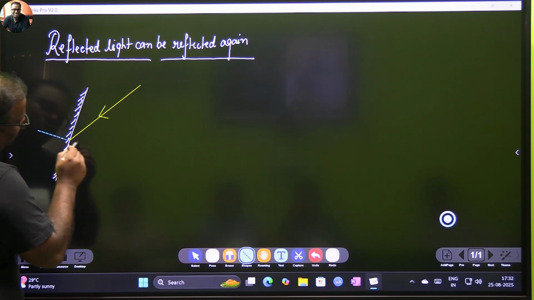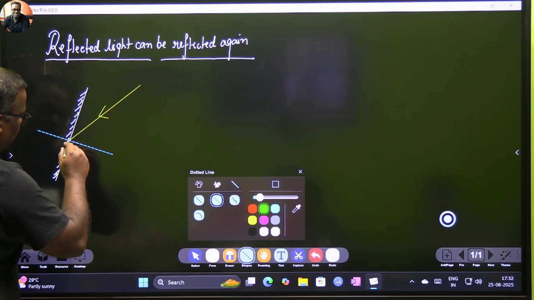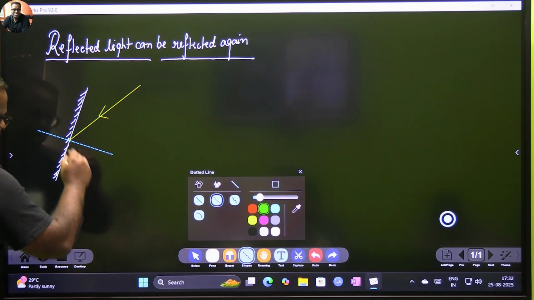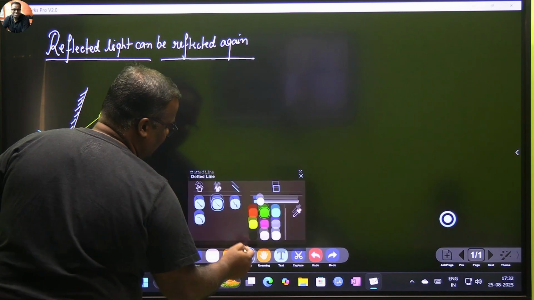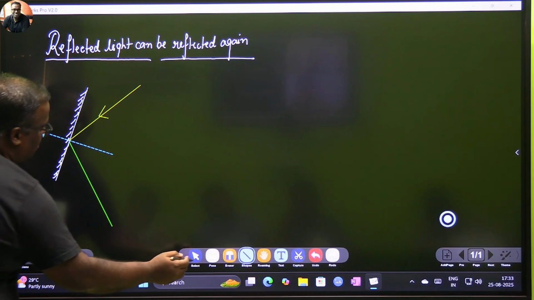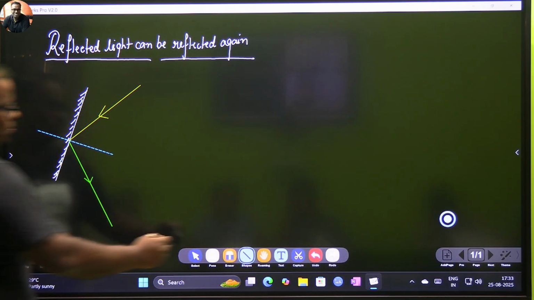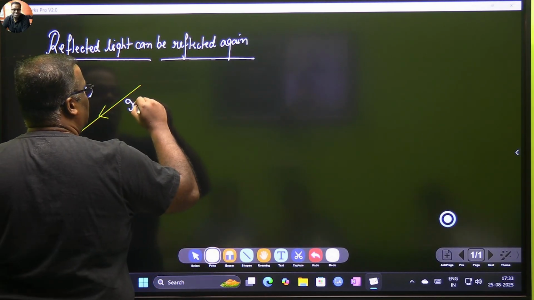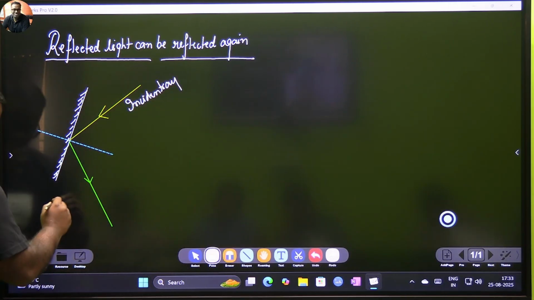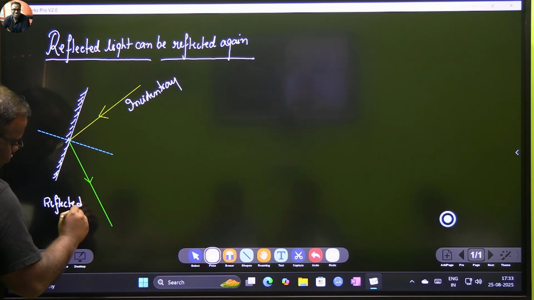So let's make one normal out here and let's make it obey the law of reflection, which is that the angle of incidence should be equal to the angle of reflection. Okay. So this is my incident ray, and this is my reflected ray. Tell me, children, have you understood till here or not?